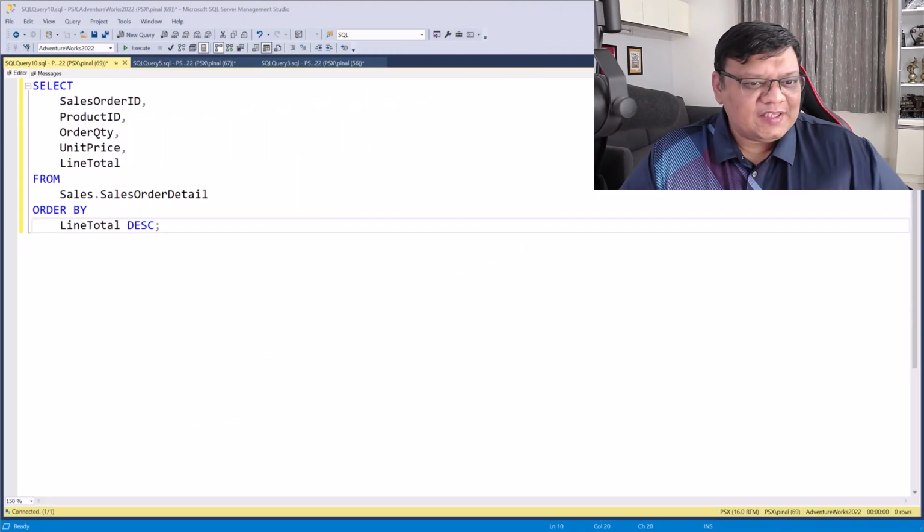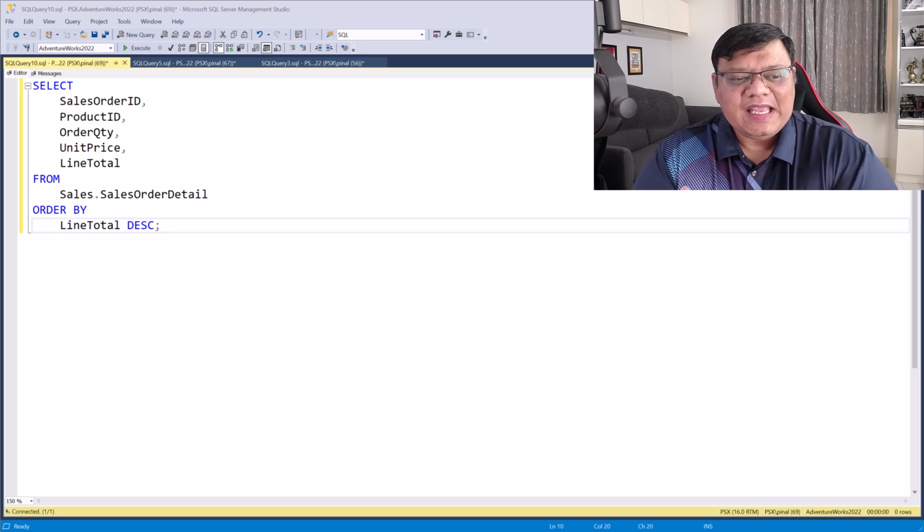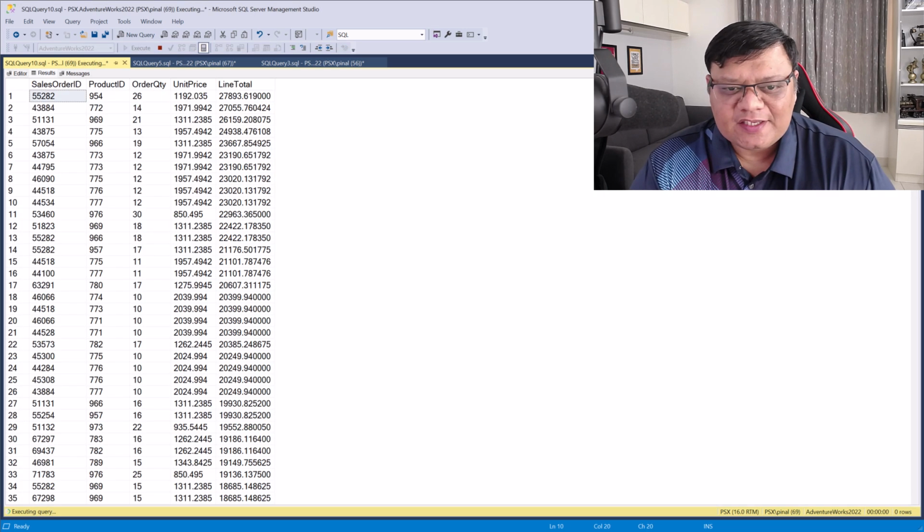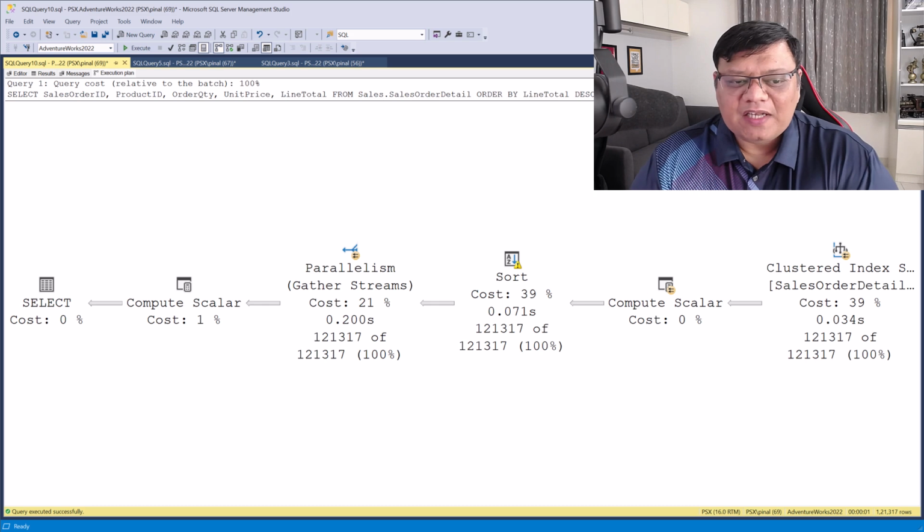This is Pinal Dave. Today, we will explore how sorting large datasets can impact performance and lead to TempDB spills in SQL Server. Let's start with a simple query. We are working with the Sales Order Detail table in the AdventureWorks database. A straightforward query, but the execution plan reveals a lot more happening under the hood.